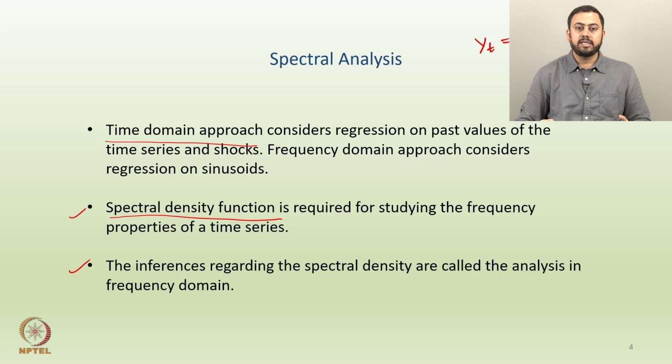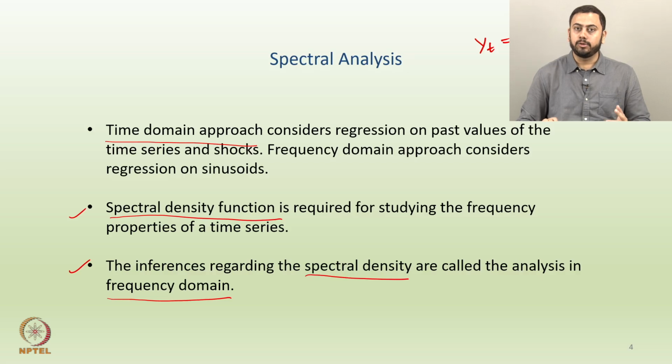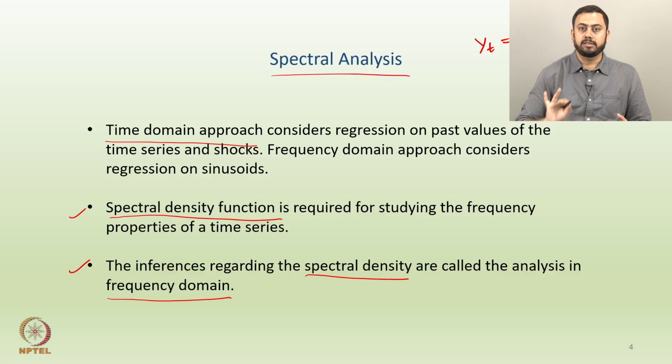And then the next point is that the inferences regarding the spectral density are called the analysis in a frequency domain. Okay. So whatever inferences one makes regarding the spectral density function are called the analysis in a frequency domain. So if you want to analyze a time series in a frequency domain, one has to start with spectral analysis and by developing the spectral density function basically. Make sense so far?